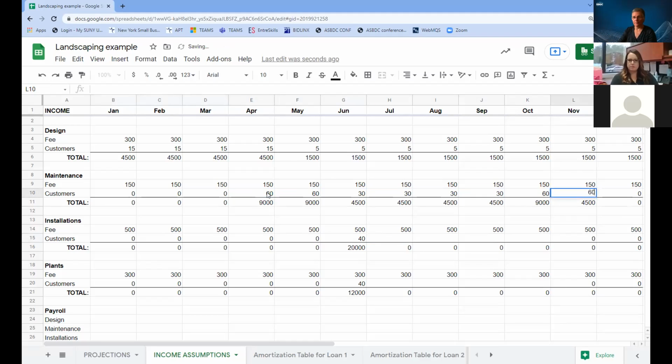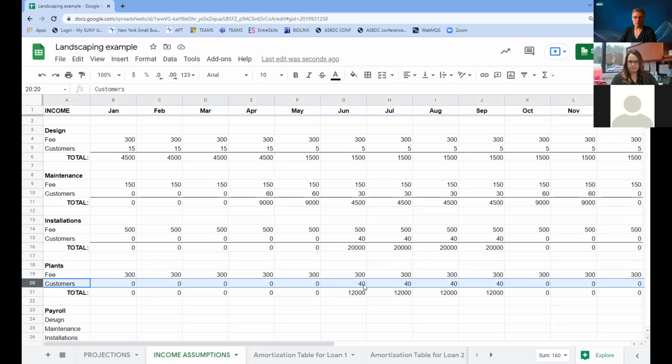And then, so these are customers they see every month. So installations, they're going to have their peak during the June to September months. And then the plants, basically, they're going to mimic the installations because they bring their own plants.